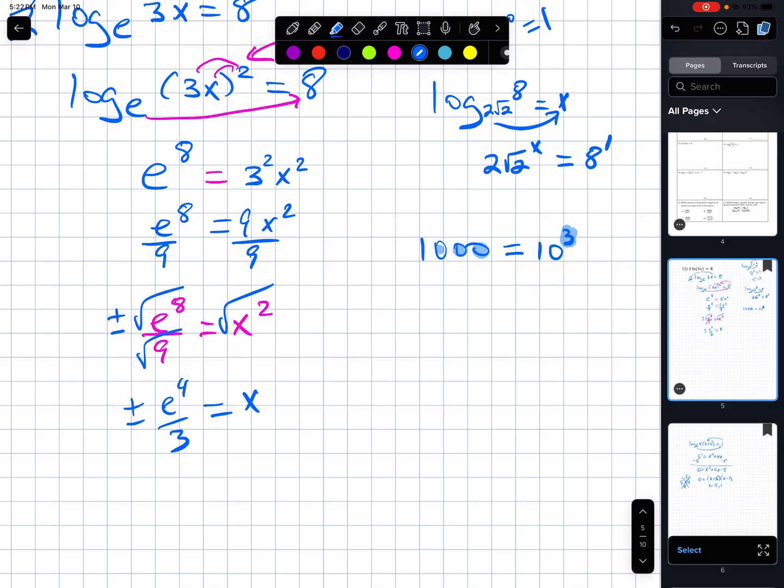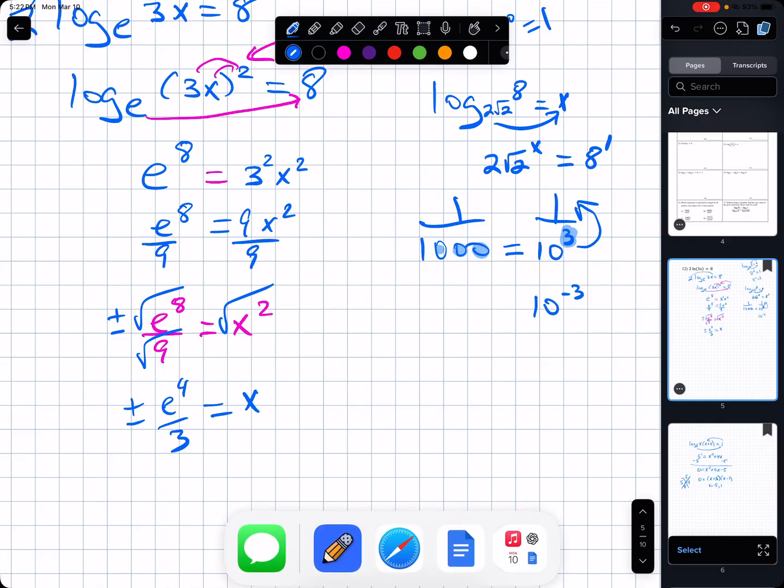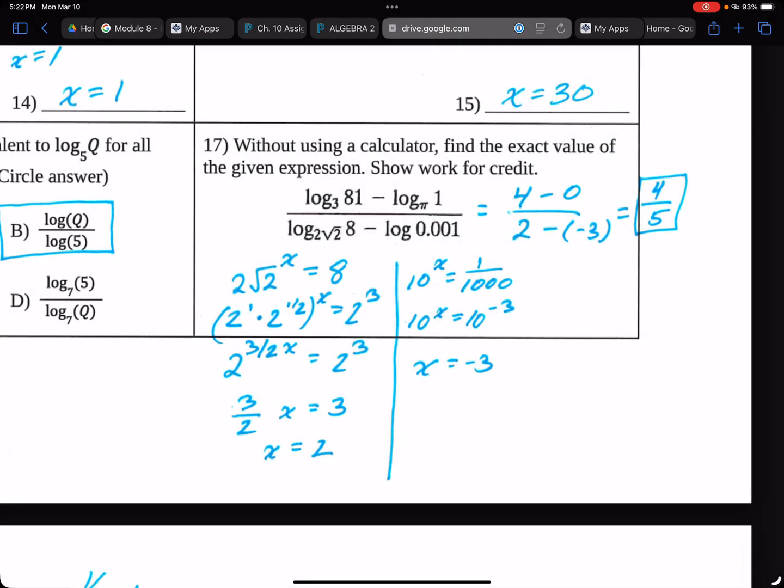And then the issue was we had 1 over. So then it's 1 over 10 to the 3. How do I make that go to the top? 10 to the negative 3. That problem's savage, right? Because the only easy thing is this, and that's not that easy. The other 3 are tricky as hell.